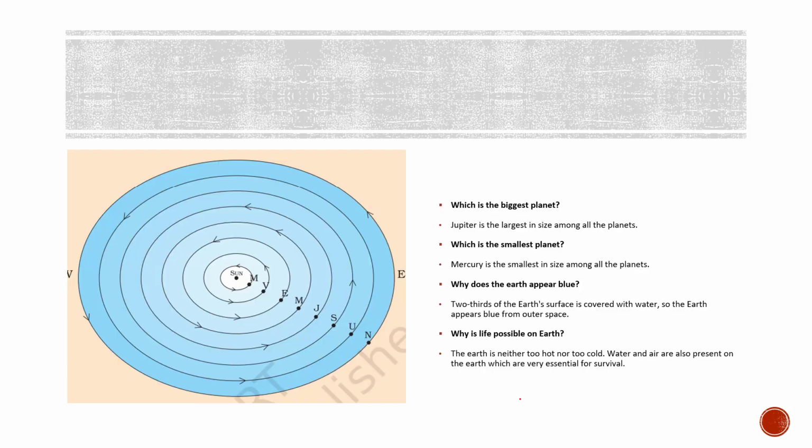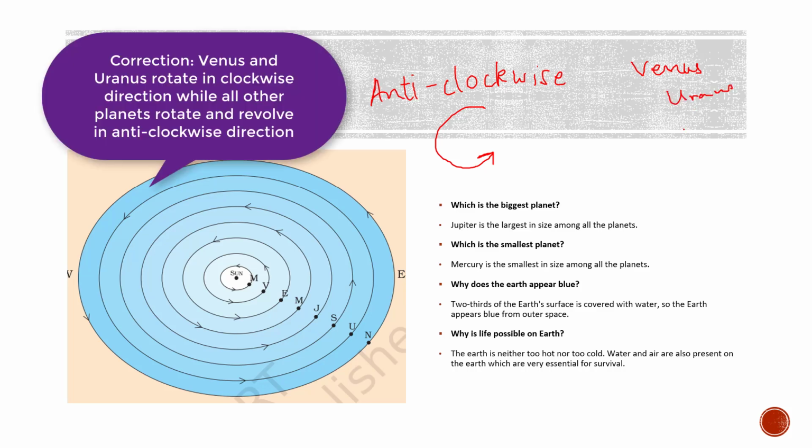So let's move forward. Now there is a figure over here. You can see everyone is revolving around the sun. So remember that all the planets revolve around the sun in an anti-clockwise direction, which would be a direction like this. But only Venus and Uranus are the two planets that revolve in a clockwise direction.